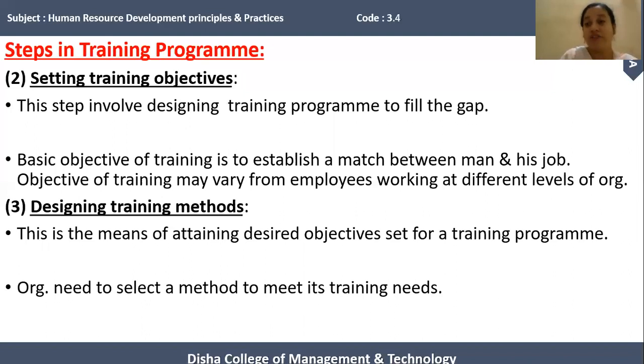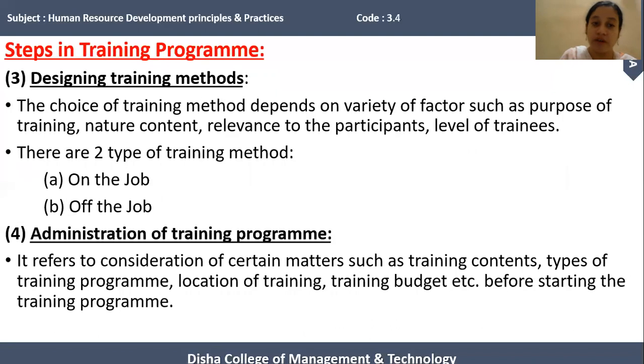So all the training methods cannot be applied to a single person for developing skills and knowledge, because of the cost factor and time factor. So the organization has to decide which training method is suitable for a particular human resource. In the third step, the organization designs a suitable training method to develop the skills. Again, the choice of training method depends on a variety of factors, like the purpose of training, that is, what the organization wants to impart to a newly appointed employee.